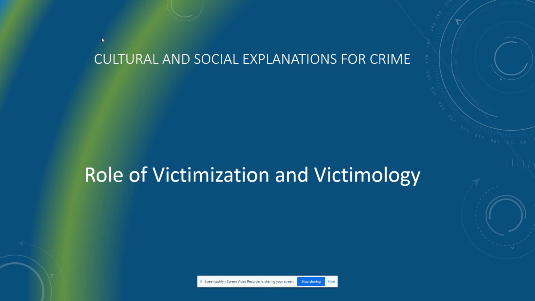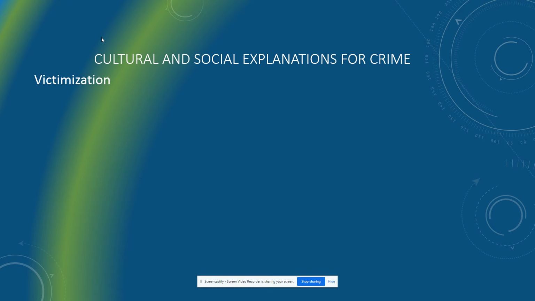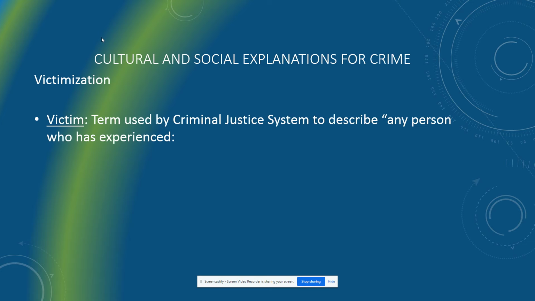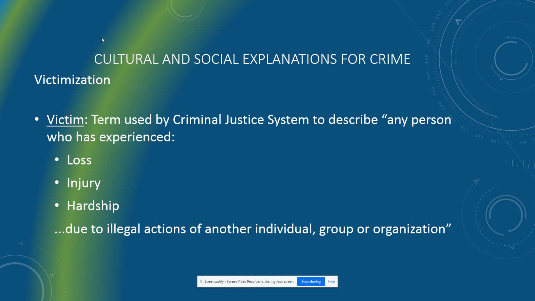So first, I want to go ahead and define what a victim actually is. A victim, according to the criminal justice system, is any person who has experienced loss, injury, or hardship due to illegal actions of another individual, group, or organization. Said all at once, that is the actual definition, even though I broke it down in bullet points.